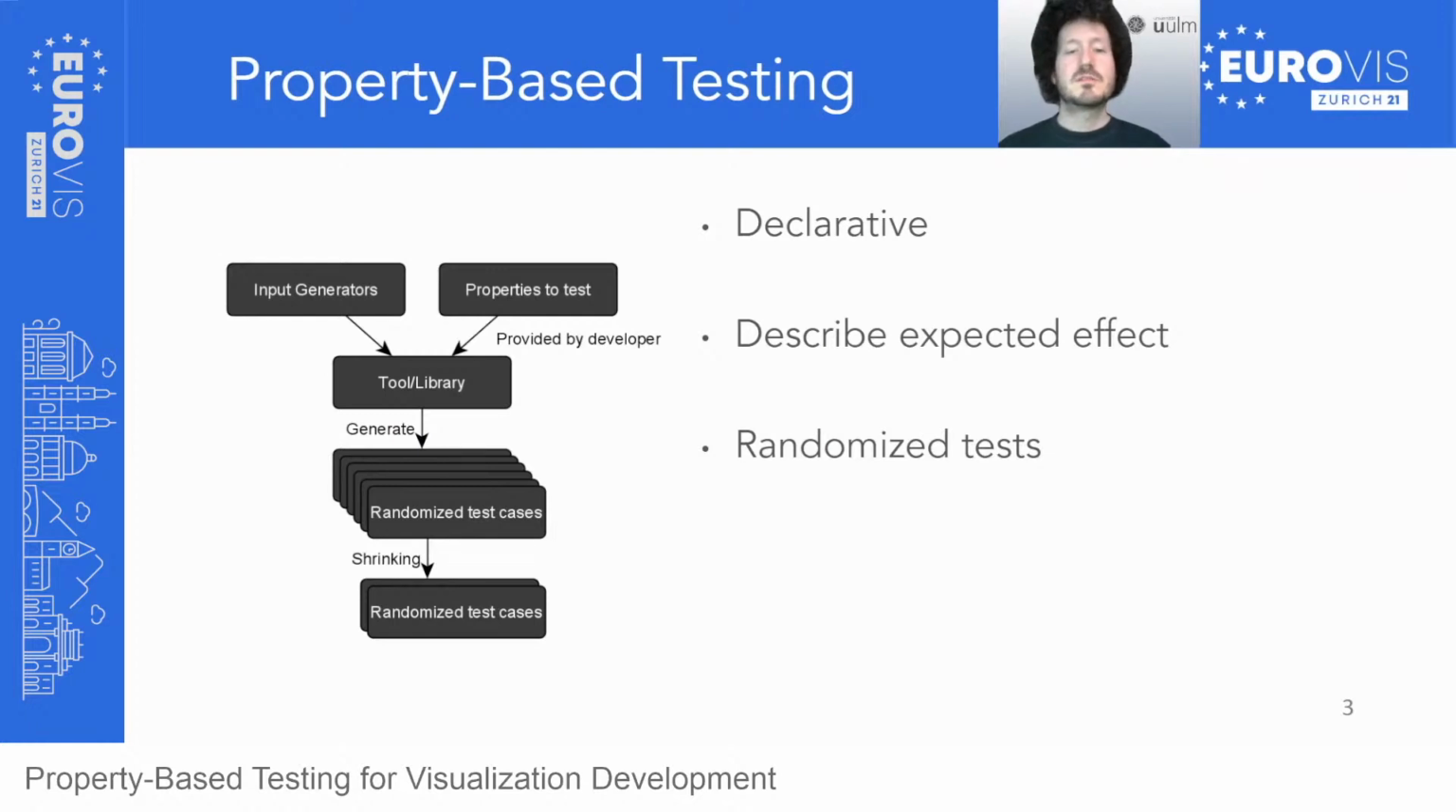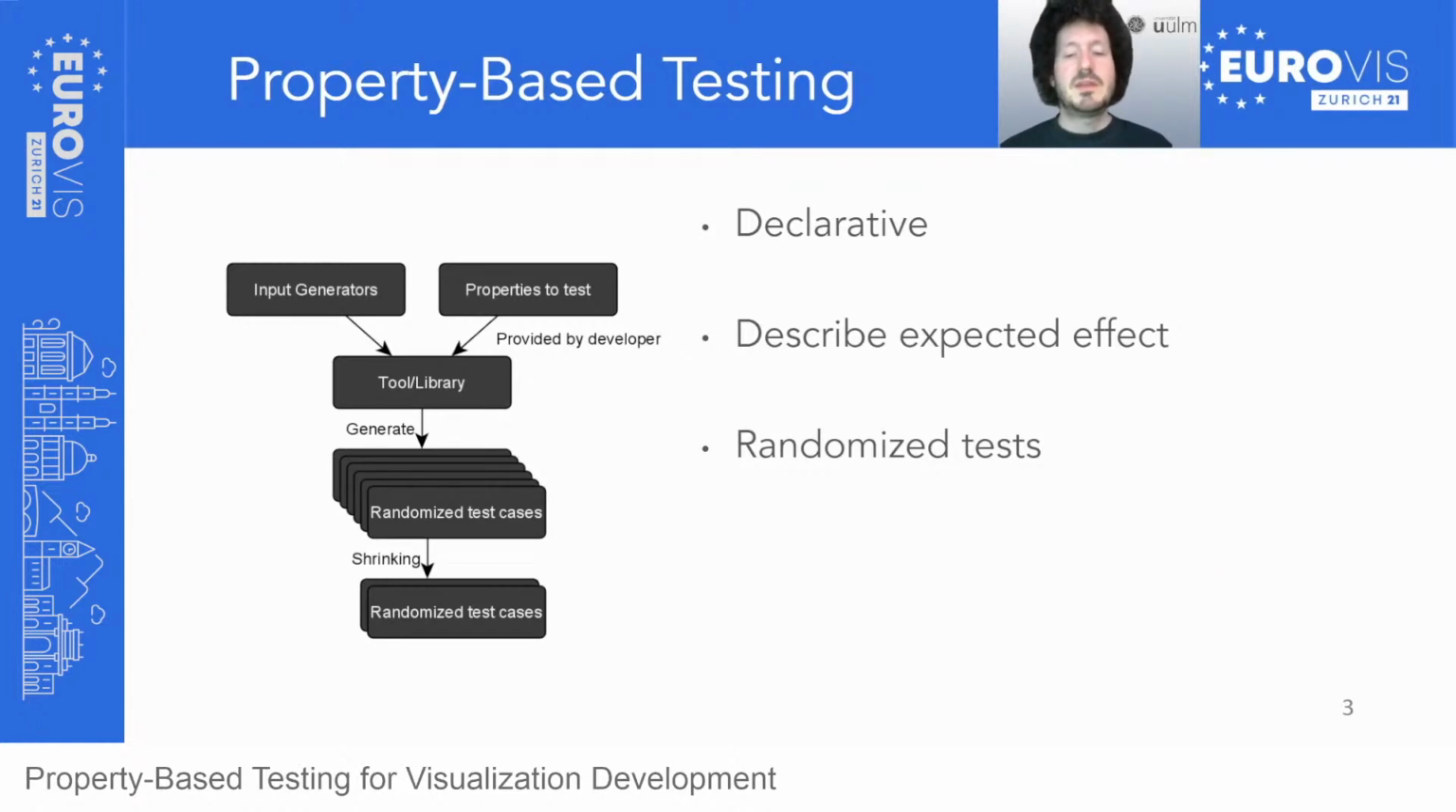In contrast to regular imperative testing, property-based testing is a declarative approach. The idea behind property-based testing is that the developer of tests specifies how to generate random inputs and specifies what properties are to be expected. A tool or library then generates inputs using the provided input generators and uses them to generate test cases that it tests the expected effects against. To avoid confusion with terms, we will use the term effects instead of properties on the following slides.